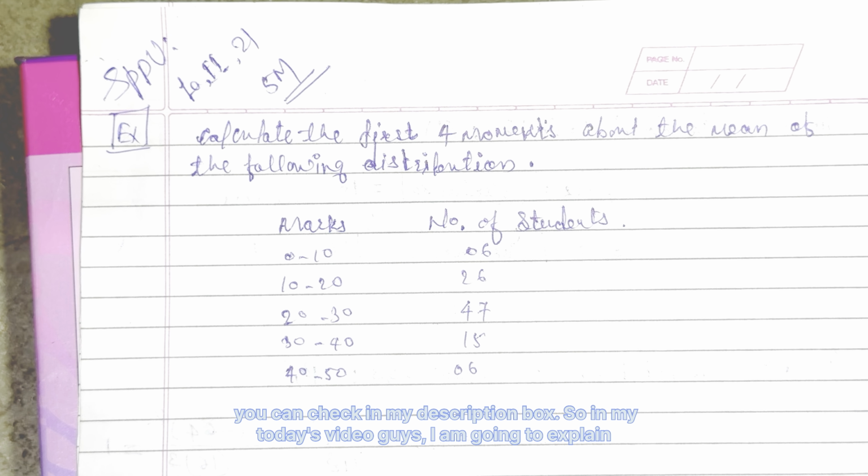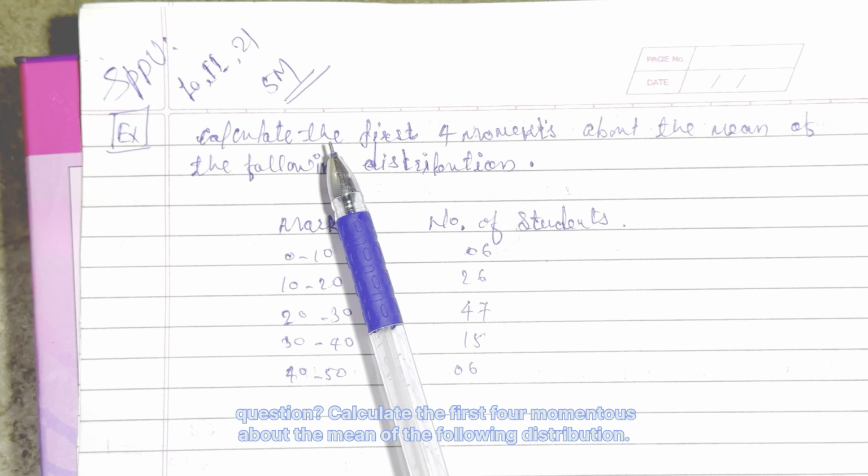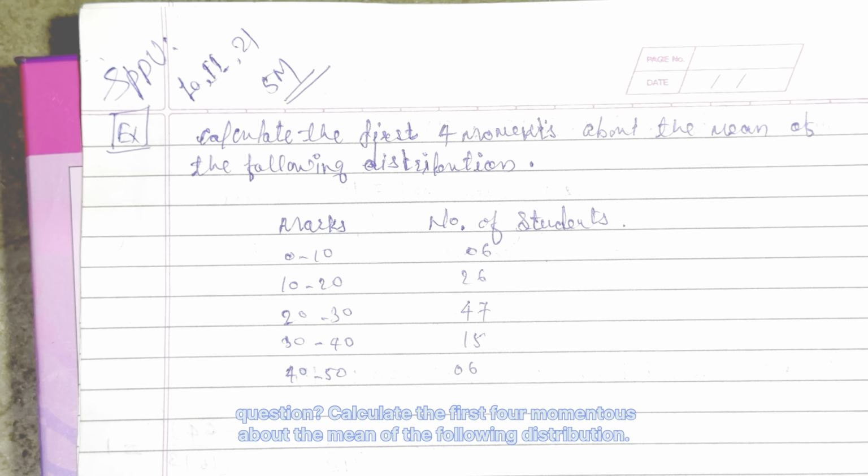Okay, so in today's video, I'm going to explain one question based on moments. It is very important for our final exam. So let's get started with the question. Without further ado, here is what is given in the question: calculate the first four moments about the mean of the following distribution.